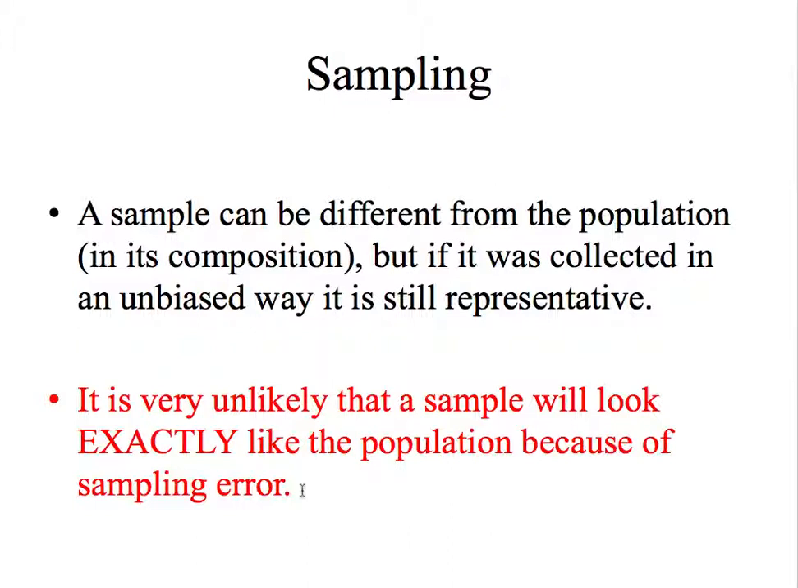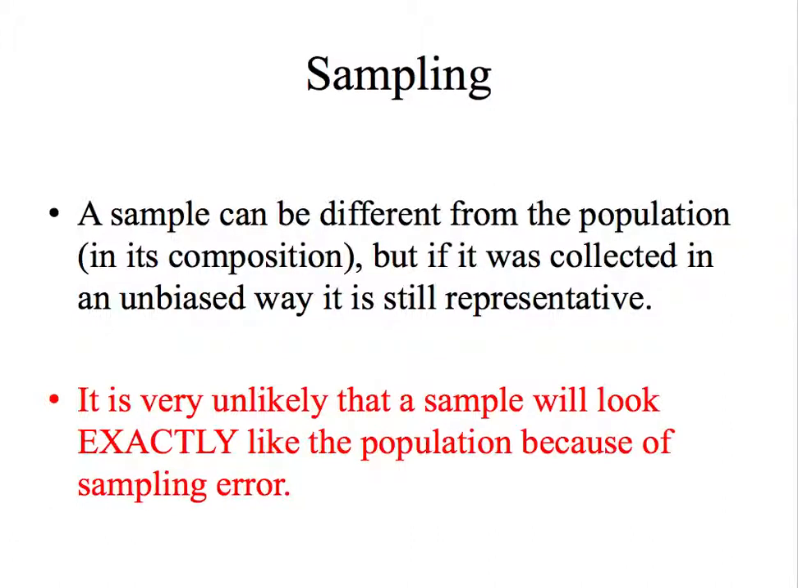Now, it is very unlikely that a sample will look exactly like the population in its composition, and this is because of sampling error. It is not because of bias. It can still be a representative sample if it's a probabilistic sample, but it will not look exactly like the population, and that is because of sampling error. We assume that every sample has a degree of sampling error.